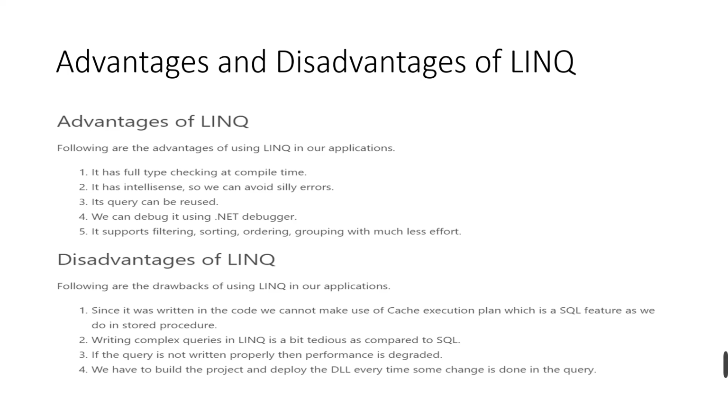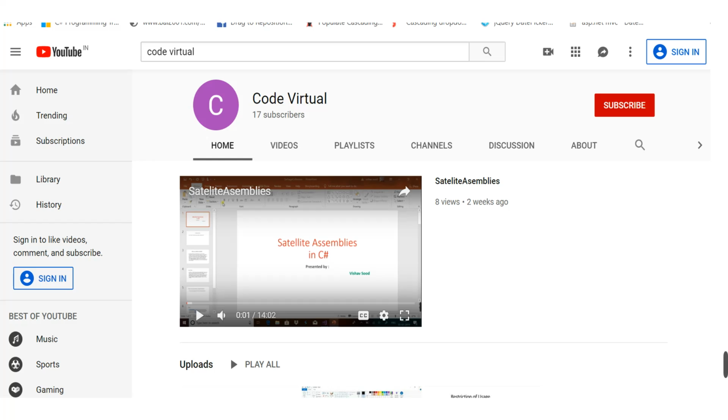Another example is that since it is part of the .NET language and you have one DLL, if you are going to change your query again and again, you have to provide that DLL every time, because the LINQ query is part of C sharp, and once you change the C sharp, you have to generate a fresh DLL so that it can take the changes.